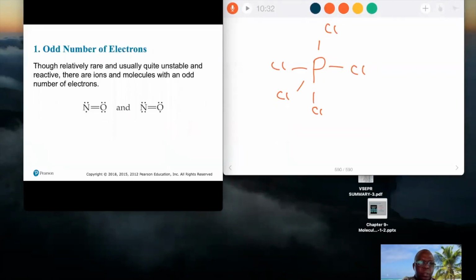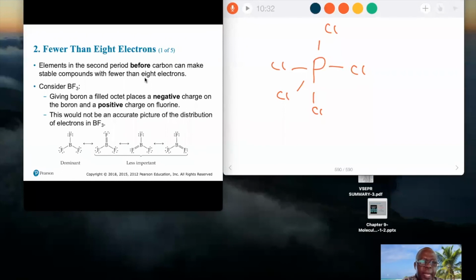So number 1, nitrogen monoxide: there is no way you can satisfy the octet rule in all the atoms in the molecule because it is unstable. This is what causes oxidative stress.